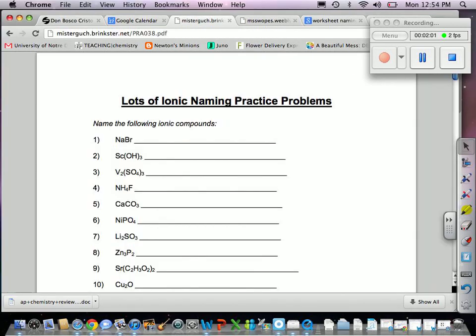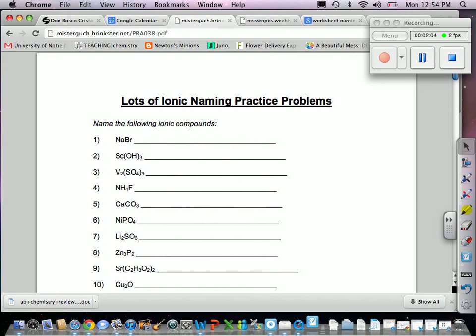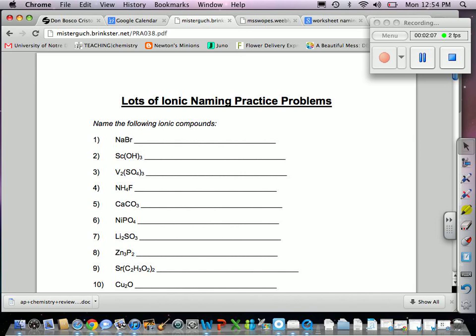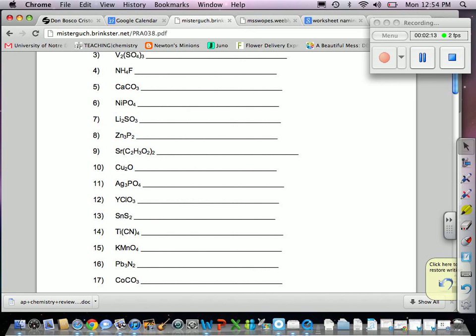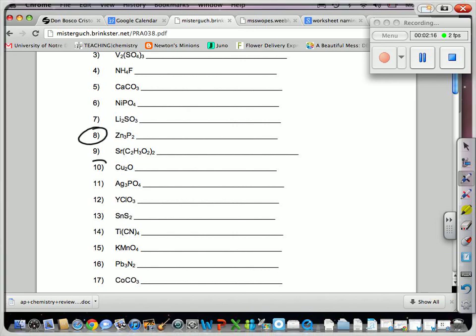Okay, so I'll go over two examples here. Numbers 8 and 10 both contain a transition metal. Now, number 8, the nice thing about zinc, as I told you earlier, is that zinc always has the same charge, so we don't have to put a Roman numeral. Zinc always has a charge of +2. So in this case, I name it as I did before: you put your cation, your anion, and you add that -ide. Since I know zinc always has a +2, I don't need to specify that. I just write out zinc.